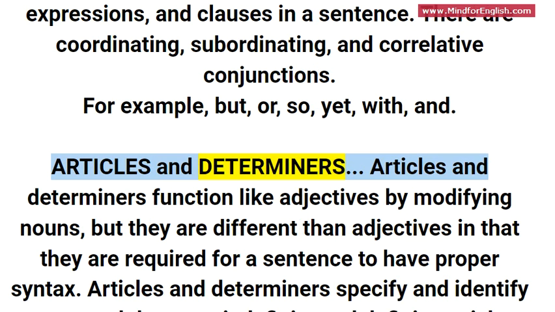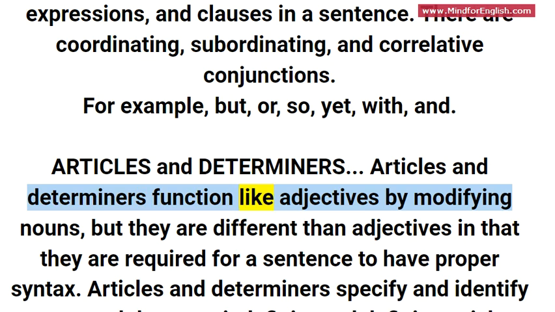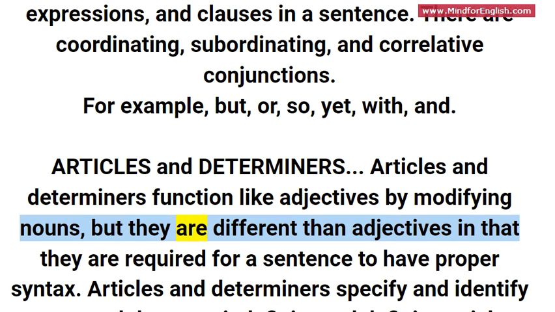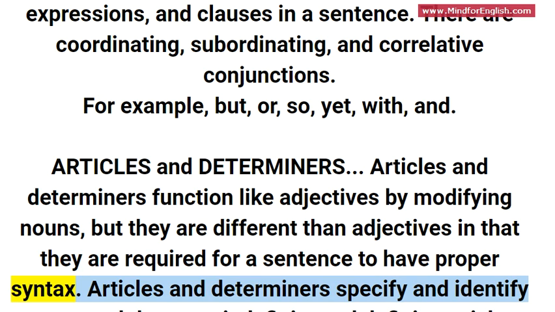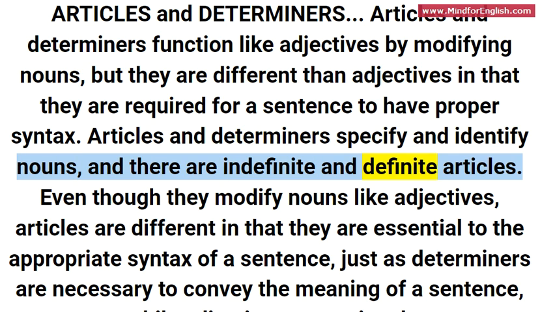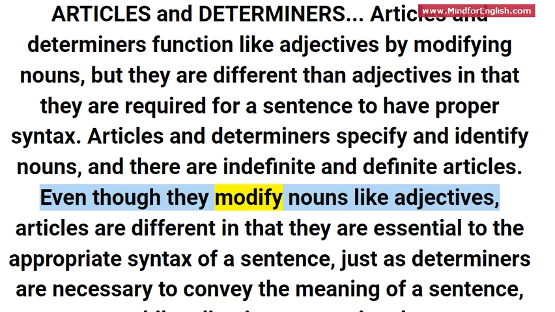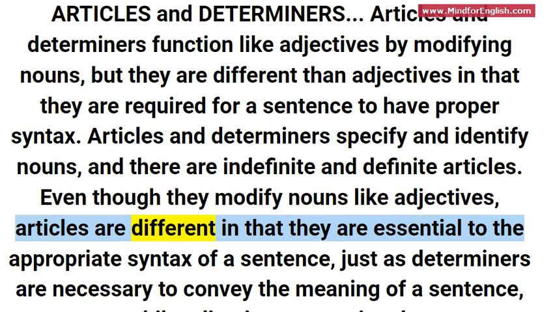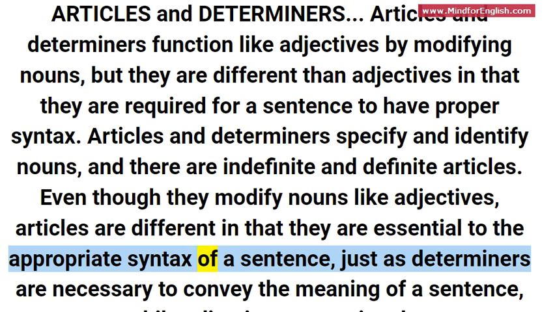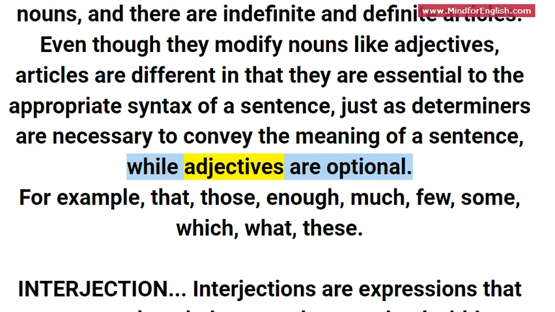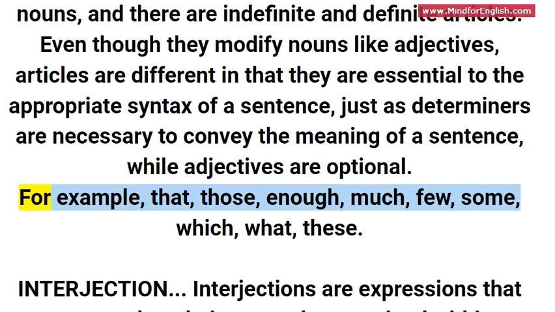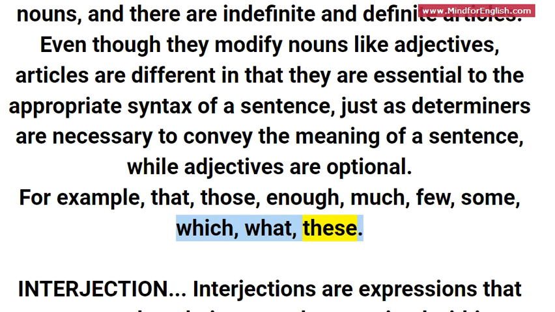Articles and determiners. Articles and determiners function like adjectives by modifying nouns, but they are different than adjectives in that they are required for a sentence to have proper syntax. Articles and determiners specify and identify nouns, and there are indefinite and definite articles. Even though they modify nouns like adjectives, articles are essential to the appropriate syntax of a sentence, just as determiners are necessary to convey the meaning of a sentence, while adjectives are optional. For example, that, those, enough, much, few, some, which, what, these.